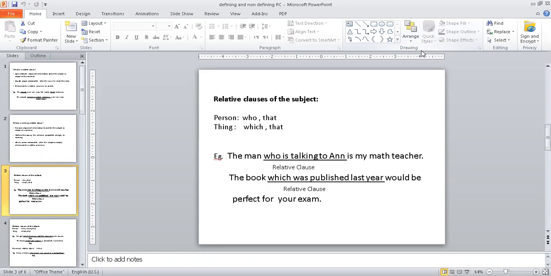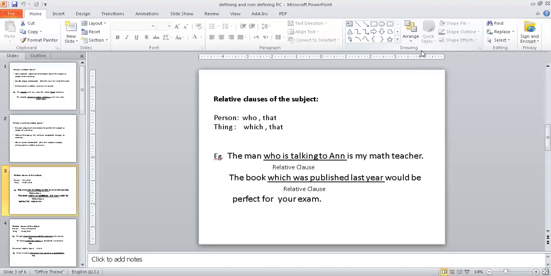If you say the man is my math teacher, which man? A relative clause which is underlined is very important to define the man. Who is talking to Anne تعطيكي معلومات أكتر عشان أعرف the man. So it is very important and essential in the sentence عشان أعرف the man. Because as I said, we don't know which man the person is talking about unless we say who is talking to Anne. Otherwise, it could be any man, we don't know.